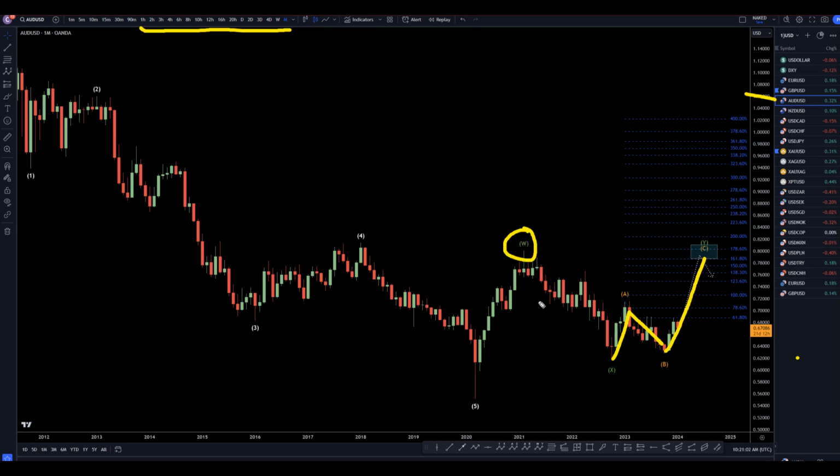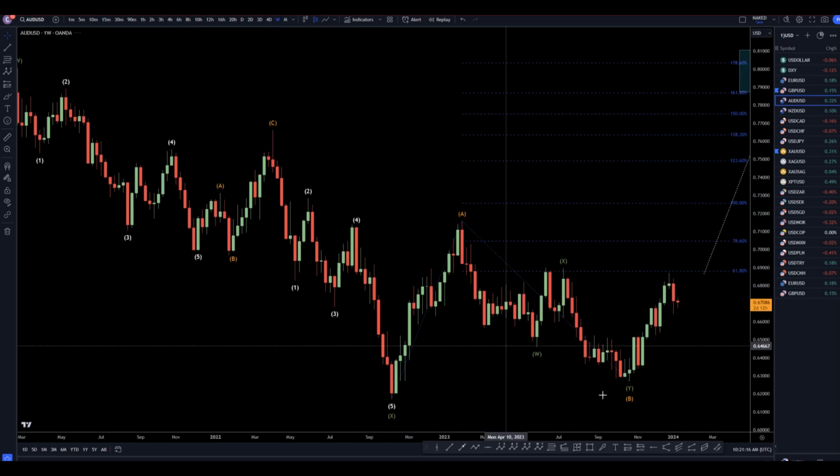I believe it's three waves up for a W, three waves down for an X, and I think we're going to make an ABC of wave Y, which will most likely go up and take out these highs. So let's head down to the weekly time frame.